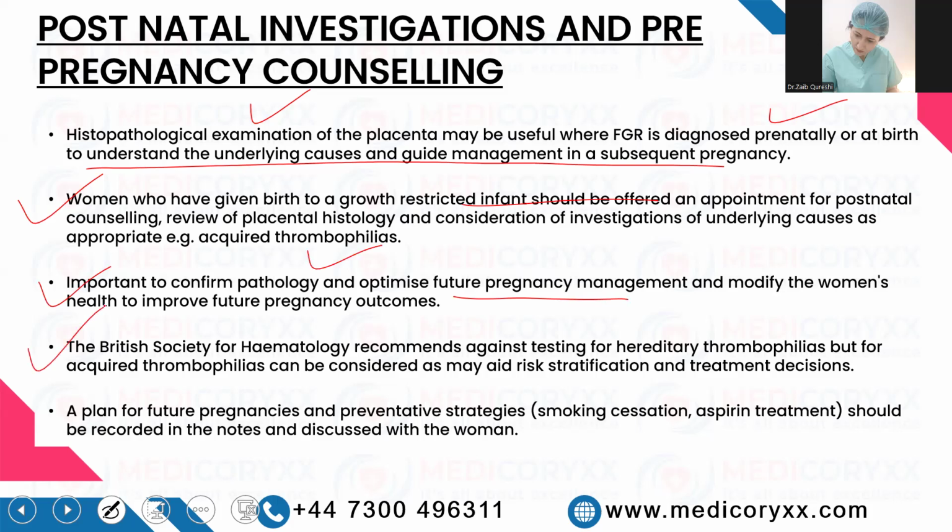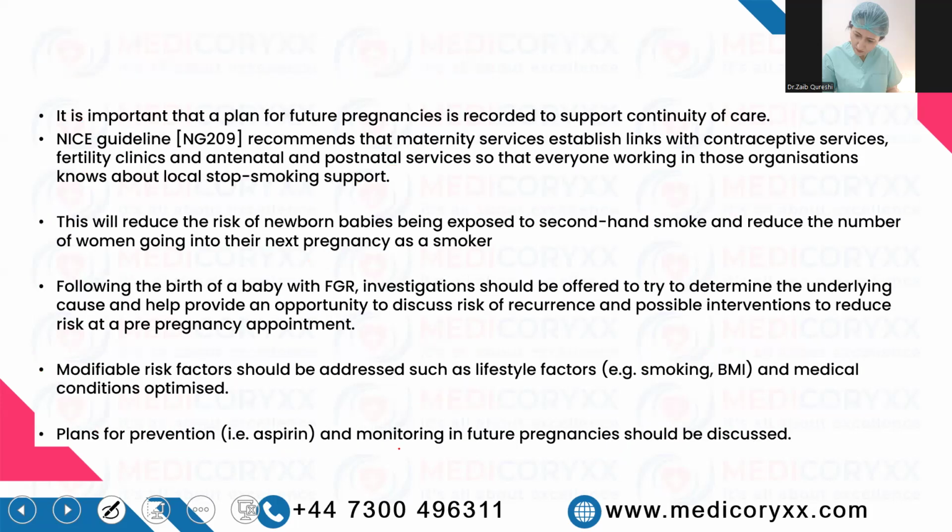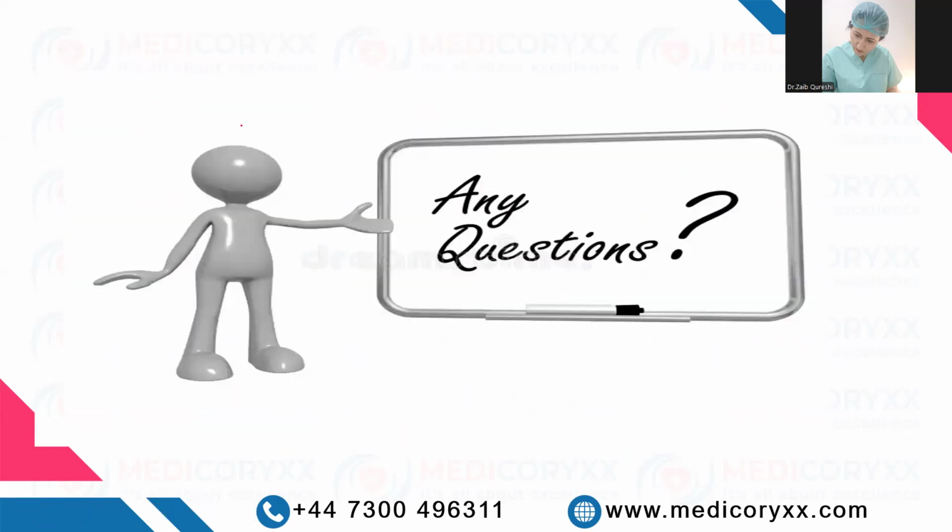The British Society for Haematology recommends against testing for hereditary thrombophilia, but acquired thrombophilia testing can be done. Hereditary means factor V Leiden mutation or any other; acquired means APLA, SLE, which we can test. A plan for future pregnancies should be made. We should counsel her on smoking cessation and aspirin treatment, record it in the notes, and discuss with the woman. A future pregnancy plan should be given, because modifiable risk factors should be addressed: lifestyle modification, smoking, BMI, medical condition optimization, and aspirin in future pregnancies. So this was all about the small for gestational age guideline.